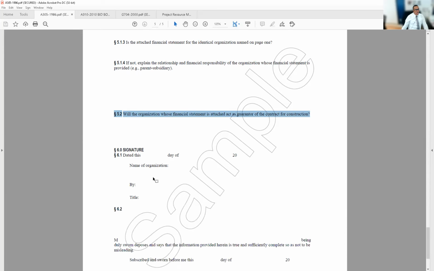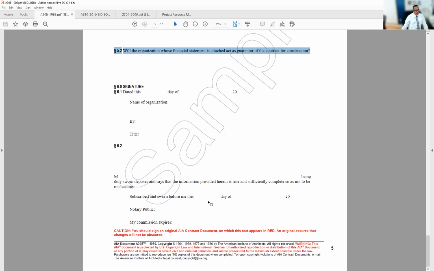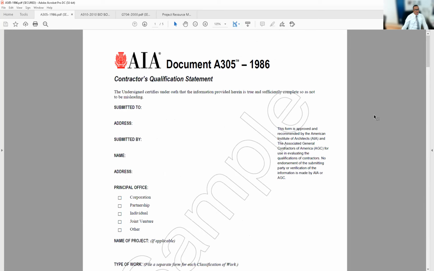Okay. Then you sign it, not you, but again, the contractor will sign it, title it, and date it, and it has to be notarized. It's a very important legal document. It's got to be notarized, and that is our AIA document A305, Contractor's Qualification Statement.